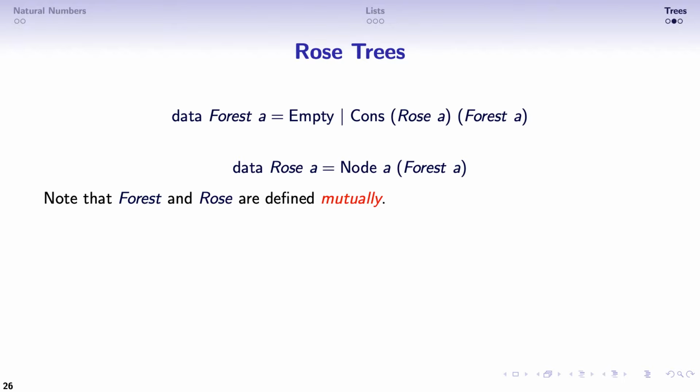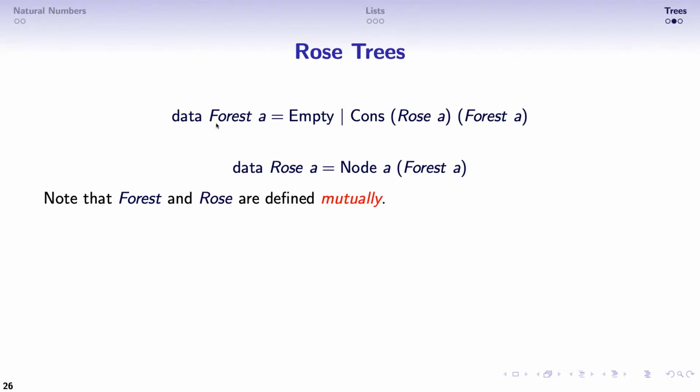Firstly we have a forest data type, Forest A, and A is just the type of the data as before, and it's essentially a list, right? We have an empty case and a cons case, which contains a rose tree of A's and another forest, right? So it's effectively a list of Rose A. And Rose A is a node that contains a value, our element, our data inside our tree, and a forest of children for that node.